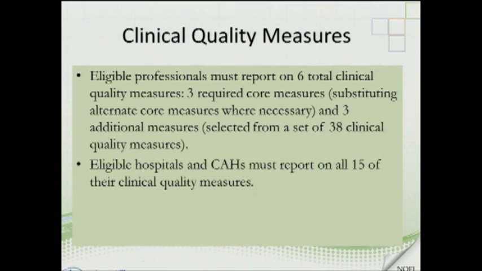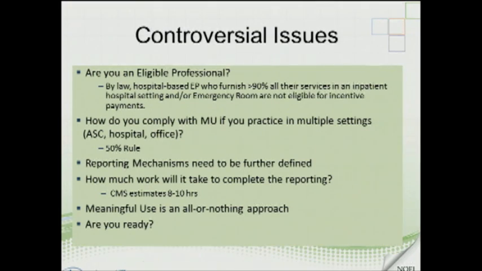For the clinical quality measures for eligible professionals, you had to pick 6 of them: 3 required core measures and others that you could pick from a menu of 38. And I'm not going to list all of them here. They're pretty extensive. And then the hospitals had to report on all 15 quality measures. They didn't have anything optional in terms of quality.